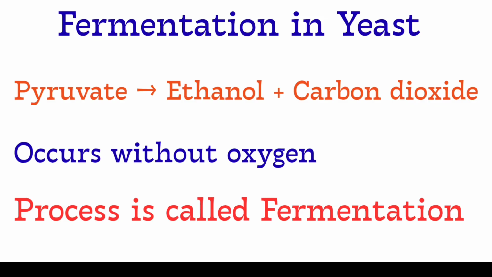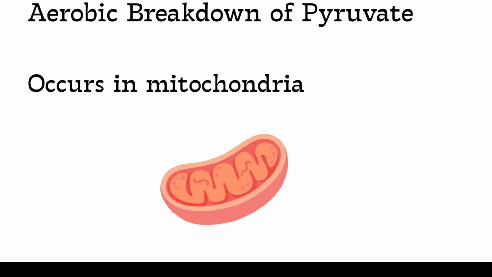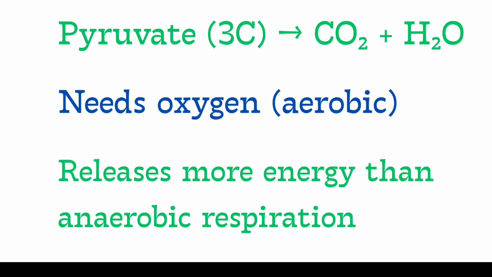The breakdown of pyruvate using oxygen takes place in the mitochondria. In this process, each 3-carbon pyruvate molecule is broken down to give 3 molecules of carbon dioxide, and water is also produced here. Because this process occurs in the presence of oxygen, it is called aerobic respiration, and the energy released in aerobic respiration is much greater than in anaerobic respiration.